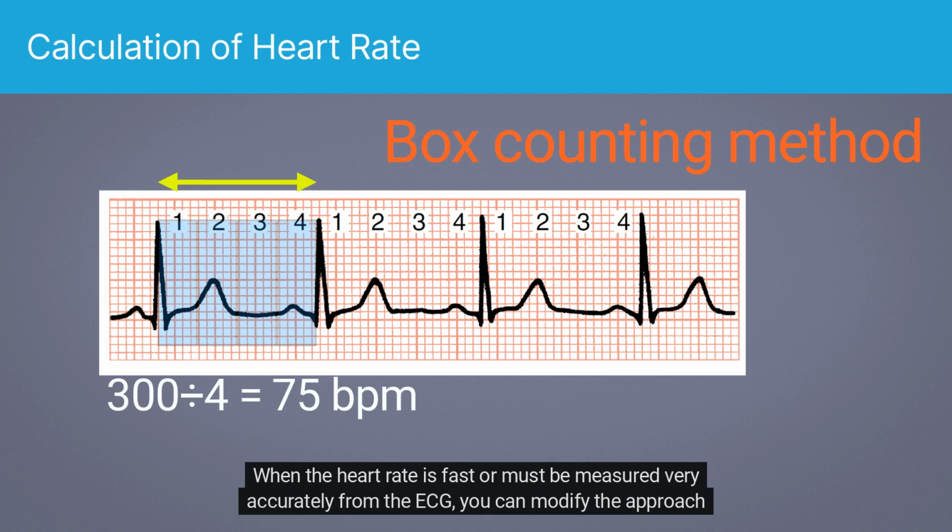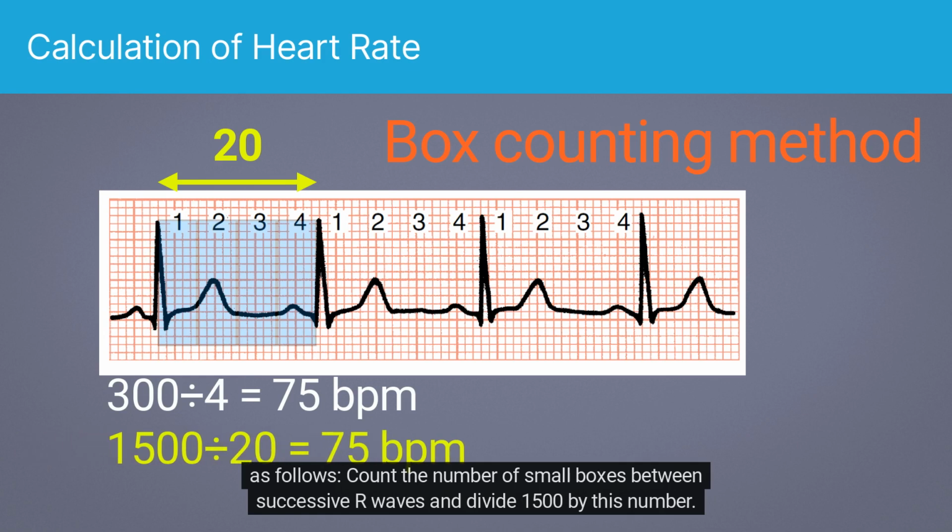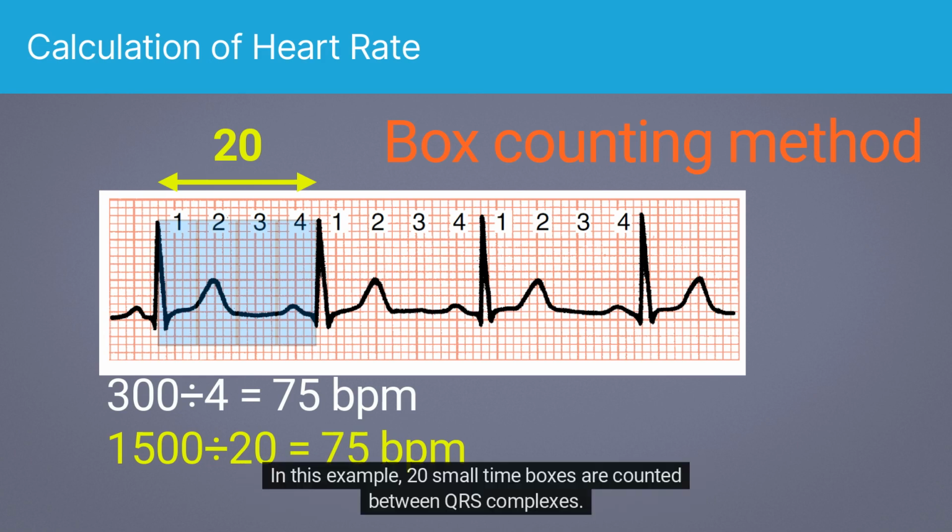When the heart rate is fast or must be measured very accurately from the ECG, you can modify the approach as follows. Count the number of small boxes between successive R waves and divide 1,500 by this number. In this example, 20 small time boxes are counted between QRS complexes. Therefore, the heart rate is 1,500 divided by 20, resulting in 75 beats per minute.